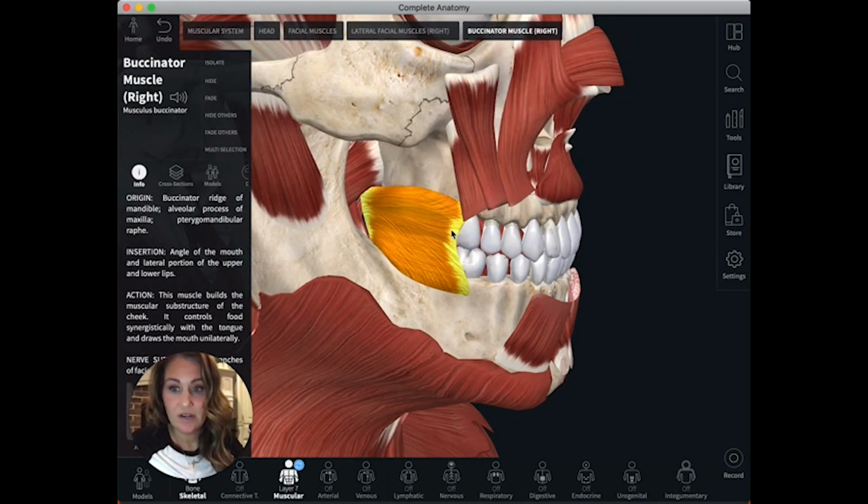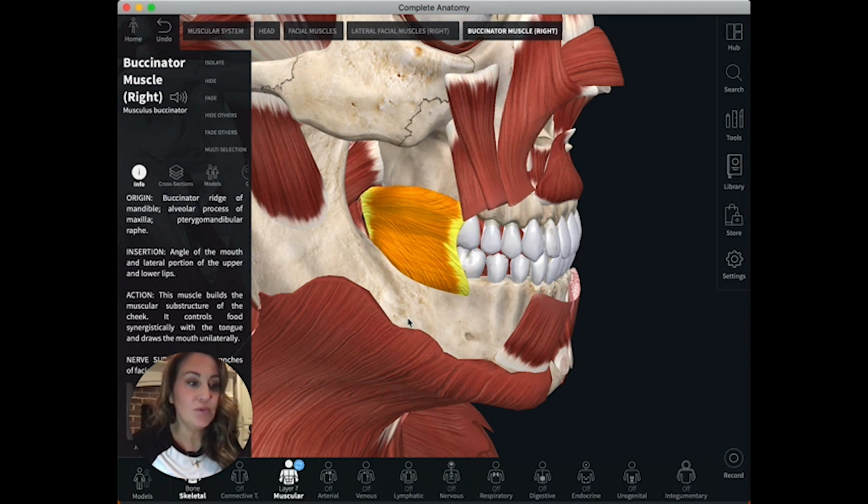Anyway, this muscle, although it does cross over your upper and lower jaw, its job is to keep food in between your teeth when you chew. And it is also your fish lips muscle. So when you suck in like that, that is using your buccinator muscle. It's also the muscle that babies use when breastfeeding or sucking on a bottle.